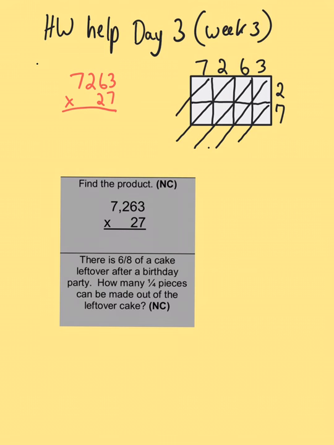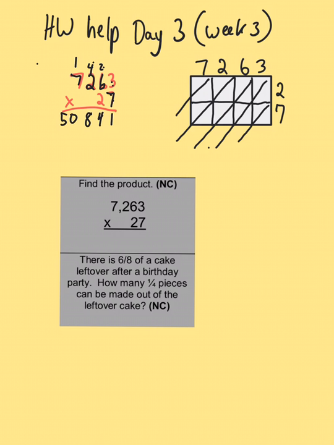First off, in traditional, I'm going to start by multiplying this 7 by each of the numbers. So 7 times the 3 is 21, right? The 1, carry the 2. 7 times the 6 is 42, plus 2 is 44. Write the 4, carry the 4. 7 times this 2 is 14, plus 4 is 18. Carry the 1. And 7 times 7 is 49, plus 1 is 50.